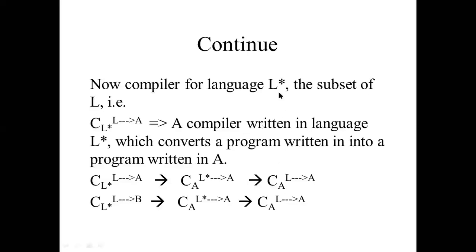Now the compiler for language L star, the subset of L, C, L star. This is the language of L star here, the language of this compiler converting L to A. How the bootstrapping will take place, I will tell you in the next lecture, because time is going, so I am stopping here.